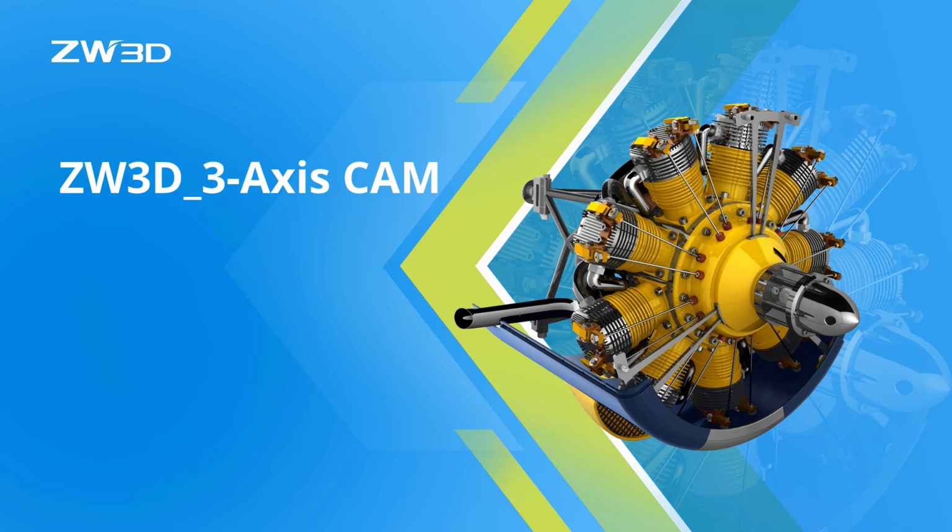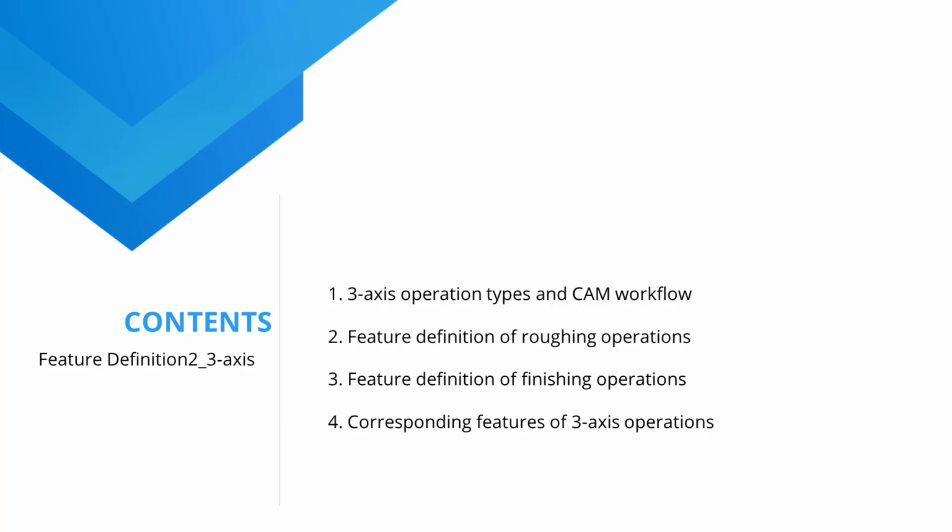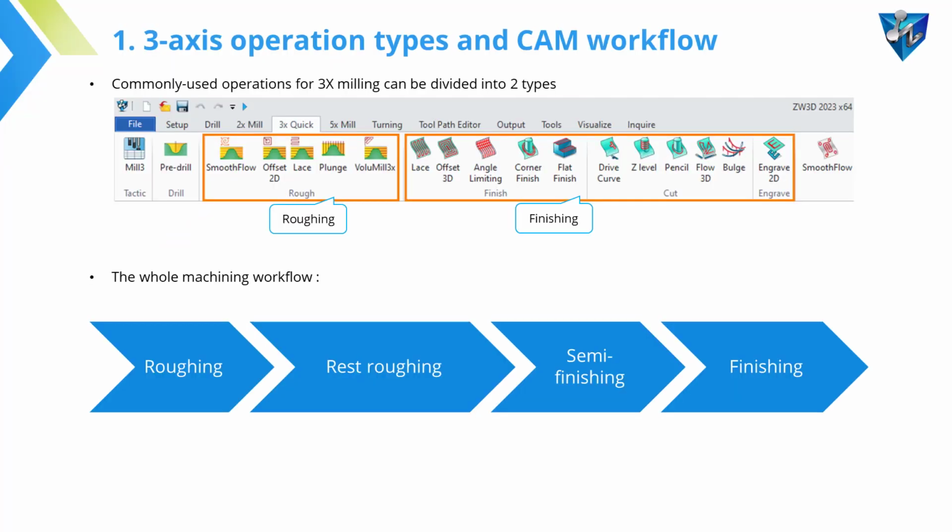From this chapter on, we will start learning ZW3D through XCAM. We will start from feature definition, in which I will introduce the 3X operation types and CAM workflow, feature definition of roughing operations, feature definition of finishing operations, and the corresponding features of 3X operations. First of all, I will introduce the 3X operation types and workflow.